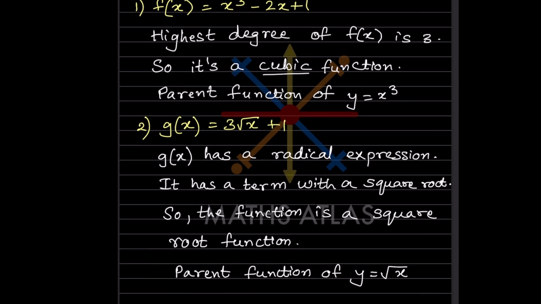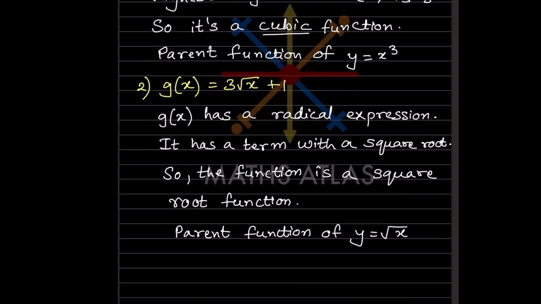Now if g of x is 3 root x plus 1, can you see this is a radical expression? It has a term with a square root, so we can say this is a square root function. The parent function of this one is going to be y is equal to root of x. For the square root we always write y is root of x.